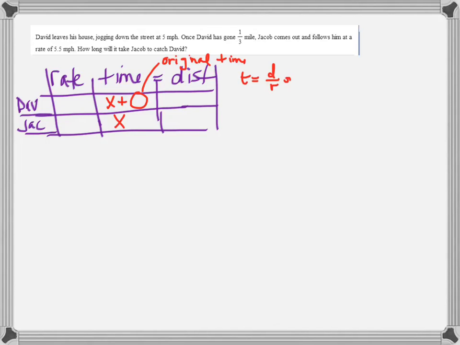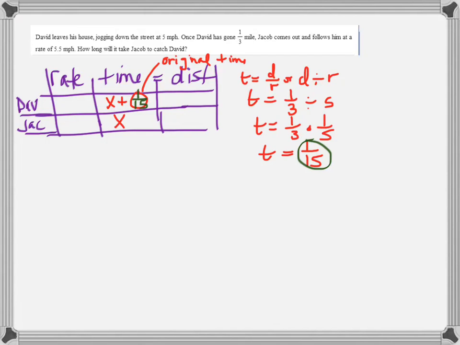Off to the side, since rate times time equals distance, I can solve for t, and say that t is d over r, or d divided by r, which gave me 1/3 divided by 5, because he went a third of a mile, divided by 5 miles an hour. So I flipped and multiplied there, so I had a third of a mile times 1/5, and I got 1/15. What that means is that the amount of time David ran at the very beginning before Jacob started running was 1/15 of an hour. So I can add that to David's time because he ran longer.